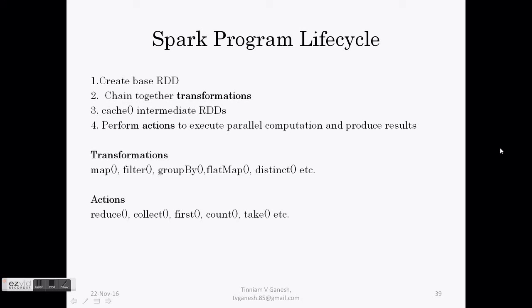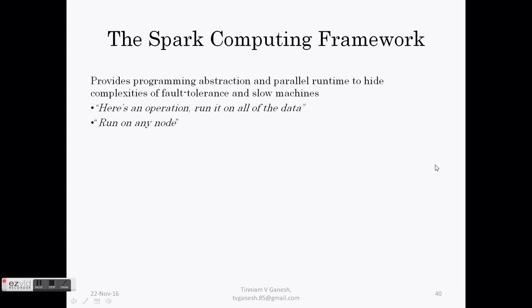What happens is, when you do the transformations, the set of transformations are not computed, but they are created as directed acyclic graphs, DAGs, and then the action optimizes these acyclic graphs and takes the appropriate action, so that the processing is very efficient.